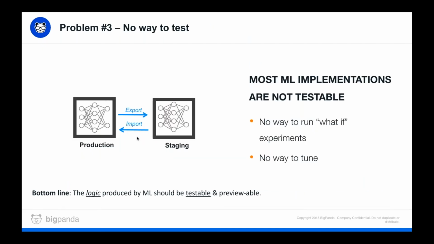The third issue that other prospects and customers have run into in the past is with machine learning, unfortunately, because it's such an opaque black box. I guess that's an oxymoron, because a black box is opaque by definition. But the problem there is that there's really no way to test the logic that your machine learning creates.